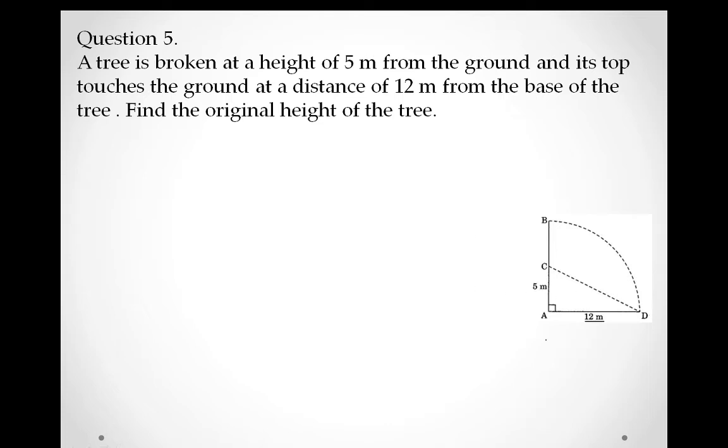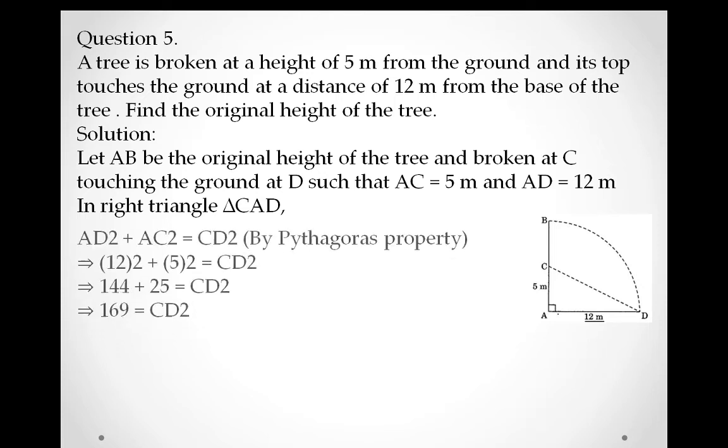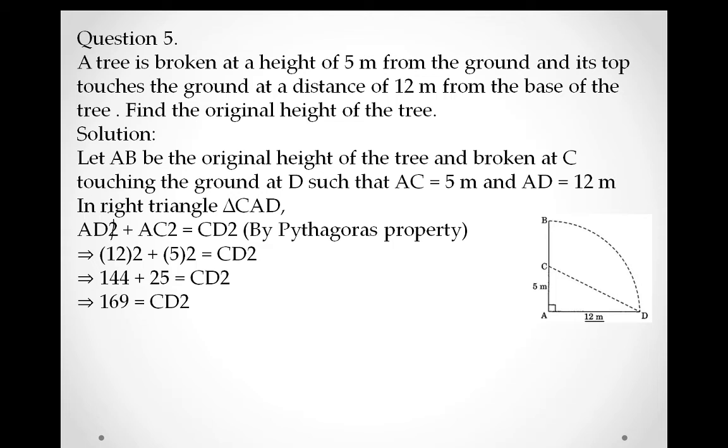So with the help of this information you have to find the original height of the tree. Let AB be the original height of the tree, broken at C, touching the ground at D, such that AC is 5 meter and AD is 12 meter. You can see that the surface and the tree make a right angle triangle. So in right angle triangle CAD, we have to write the square here.